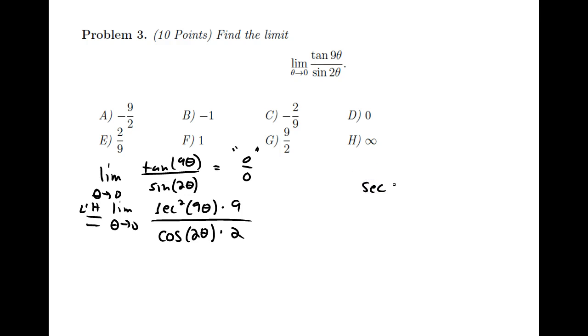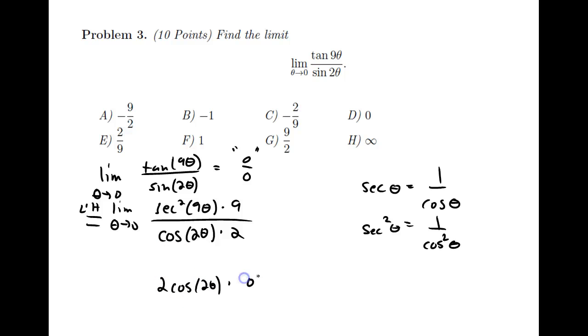I don't know secant, but I know cosine. The secant of theta is 1 over the cosine of theta. So the secant squared of theta would be 1 over the cosine squared of theta. So if you want, you can rewrite this as 2 times the cosine of twice theta times the cosine squared of 9 theta, all underneath a 9. Cosine of 0 is 1. The answer is 9/2.